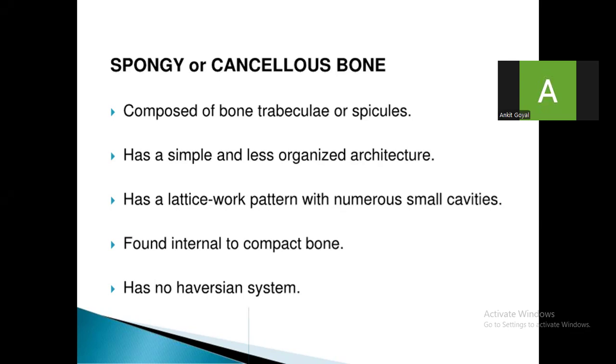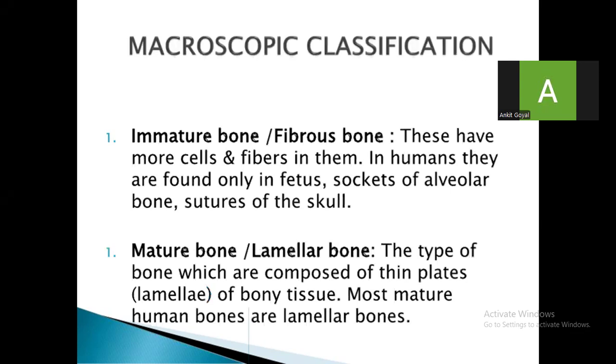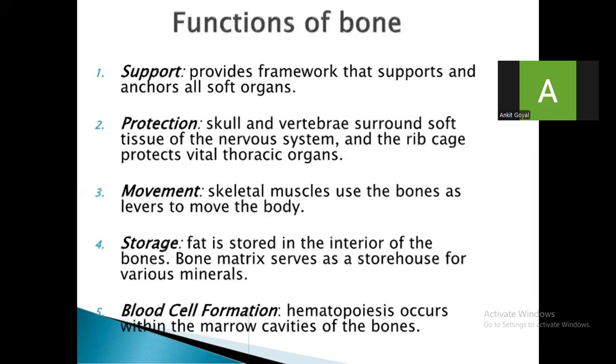have no Haversian system. In the macroscopic classification, the immature bone or fibrous bone has more cells and fibers in it. In humans, it is found only in the fetus, sockets of alveolar bone, and sutures of the skull. The mature or lamellar bone is the type of bone which is composed of thin plates, that is lamellae, of bone tissue, and these are the most mature human bones and are also known as lamellar bones.